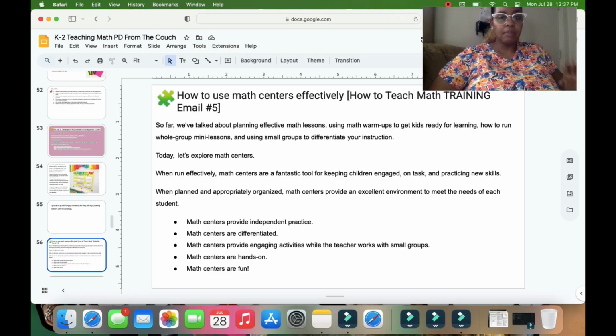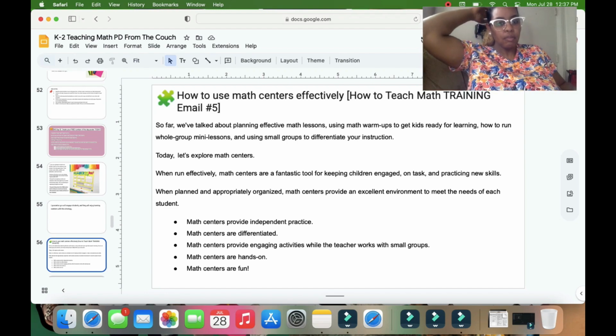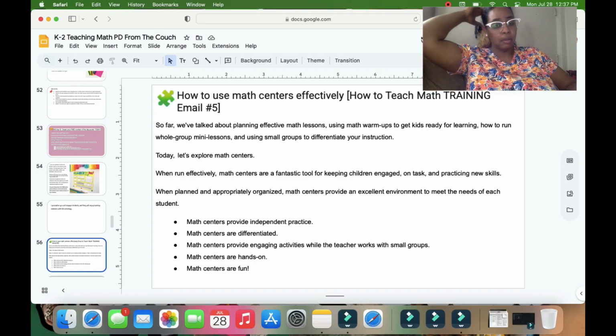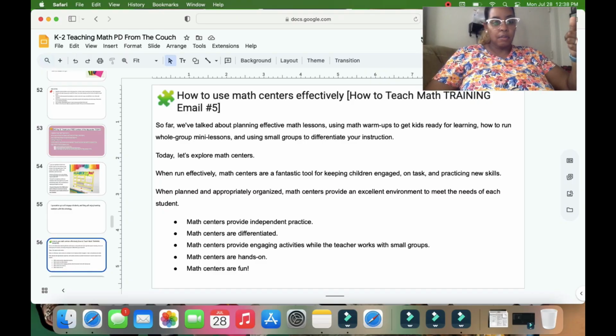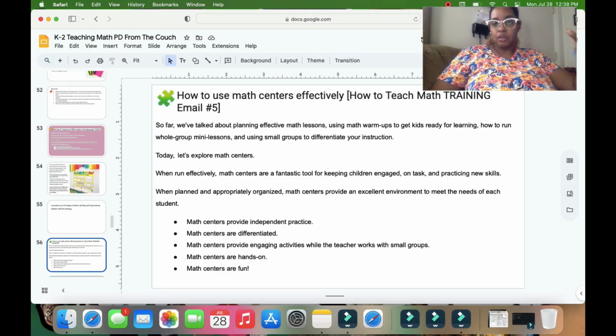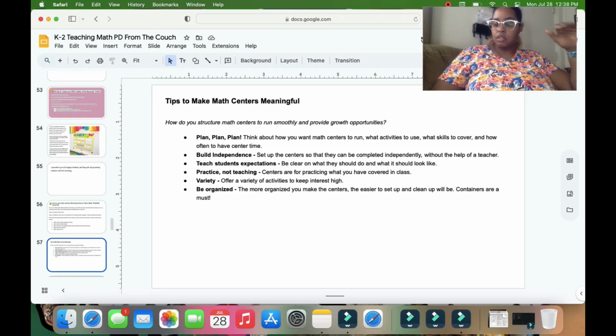Email number 5 was using math centers effectively and how to teach that math still. But so far we've talked about planning effective math lessons, using math warm-ups, and then how to run whole group mini lessons, and using small groups to differentiate your instruction. We're going to explore math centers today and figure out how they run effectively, and then why they're a cool tool. And we are also going to just jump right into it.